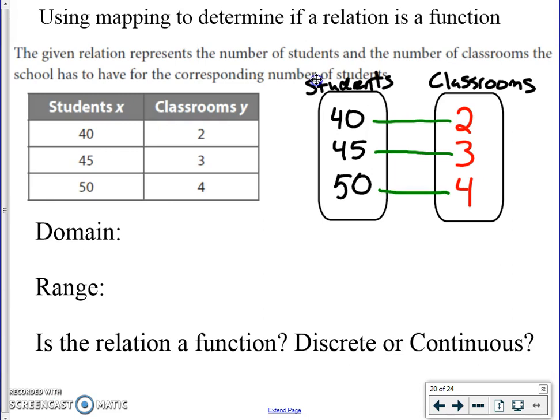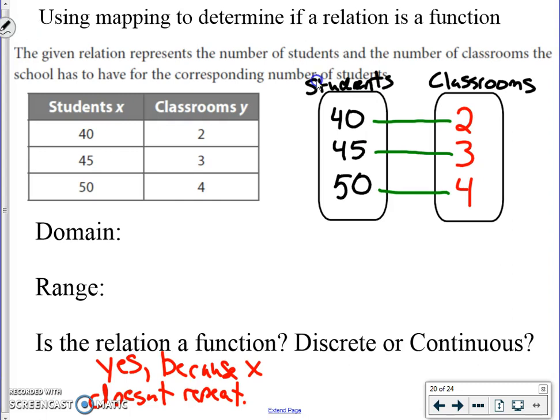Okay. Is this relation a function? The answer is yes, because there's no repeating x. Is it discrete or continuous? Well, we'll get there in a moment. Let's do our domain. So for our domain, 40 is our minimum. Well, actually, we have to answer if it's discrete or continuous first, because that's going to affect how we write things. Discrete or continuous. Can I have half a classroom?